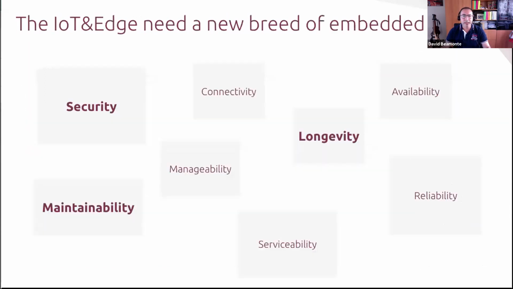So the Edge and IoT need a new breed of embedded systems. Many challenges such as connectivity, availability, and of course reliability are needed for this next generation of embedded systems. Most of them are not new, okay, but we must find new ways of facing them while improving security, simplifying operations, and reducing time to market. Basically allowing developers to focus on the application development and on the business case.